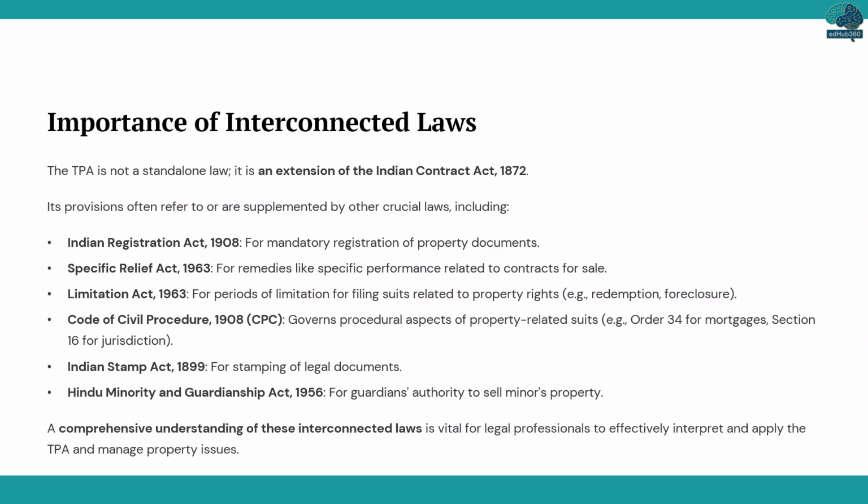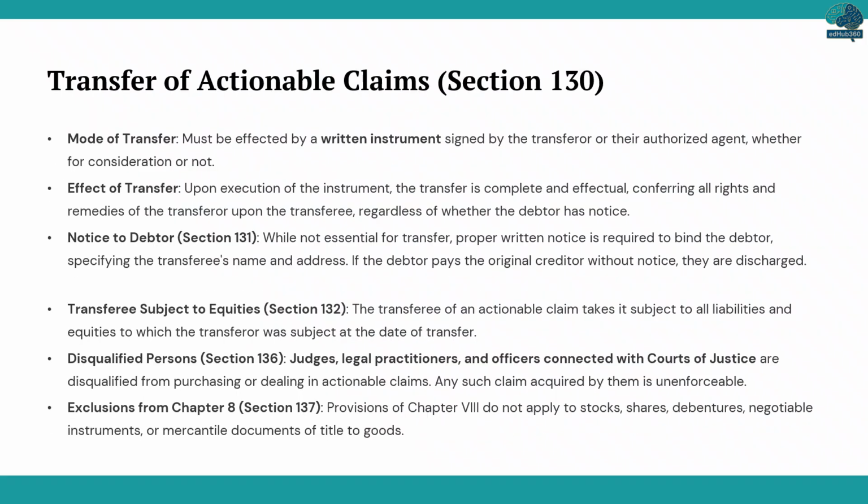Finally, let's briefly touch upon the transfer of actionable claims under Section 130. Such transfers must be effected by a written instrument, signed by the transferor. Once executed, the transfer is complete, conferring all rights upon the transferee, even without immediate notice to the debtor. However, proper written notice to the debtor is necessary to bind them. The transferee takes the claim subject to all liabilities and equities the original transferor was subject to.